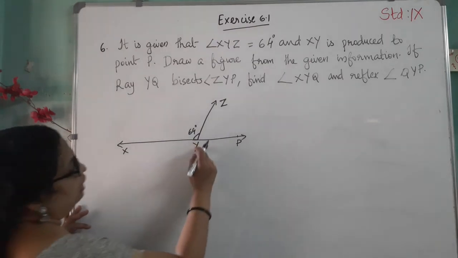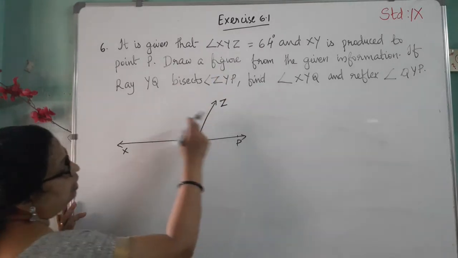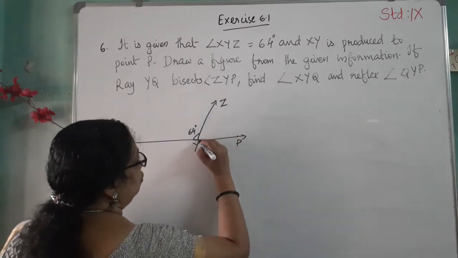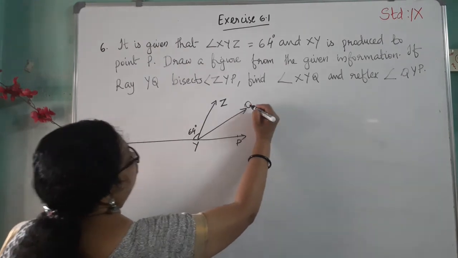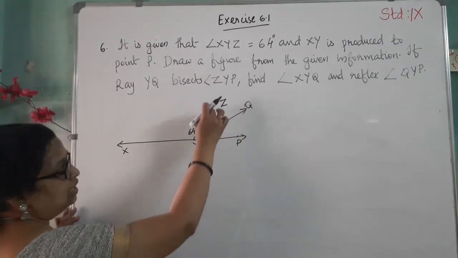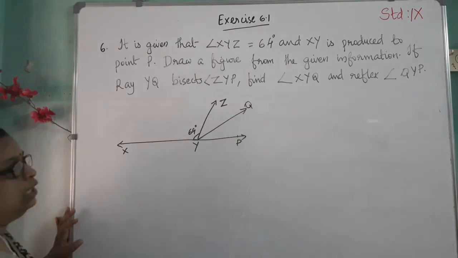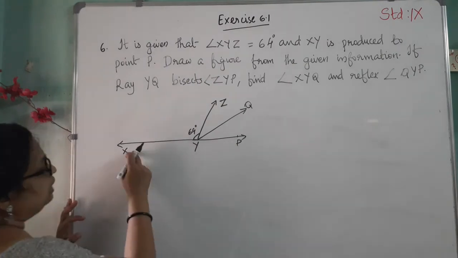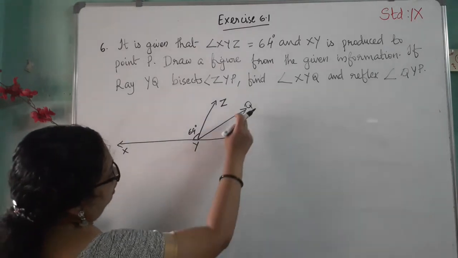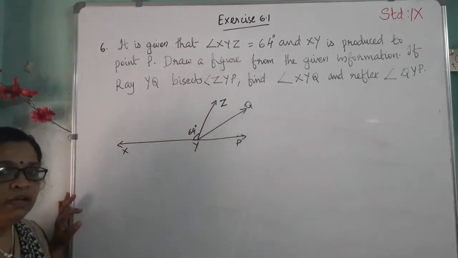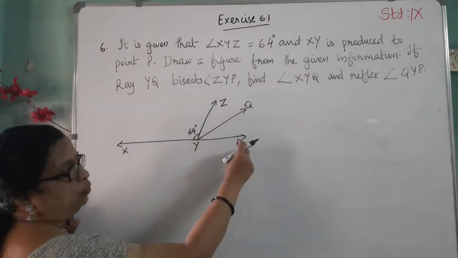If ray YQ bisects angle ZYP, and angle ZYP is this angle, so in this way we can draw YQ. This ray bisects this angle, so we can write angle ZYQ equals angle QYP. These two angles are equal. Then find angle XYQ and the reflex of QYP. So reflex of QYP is 360 minus angle QYP.